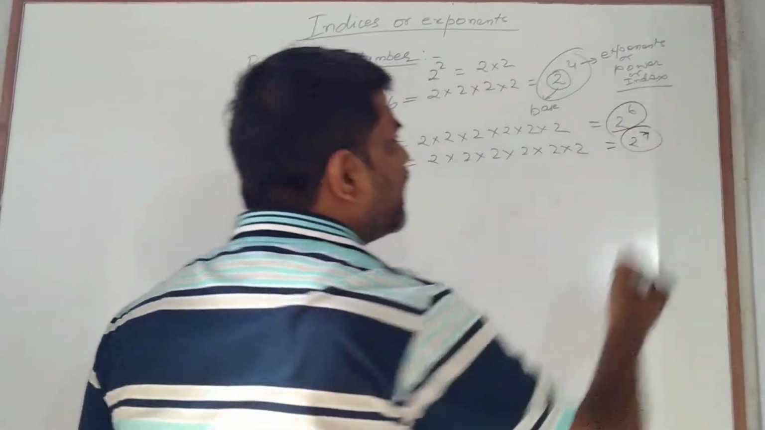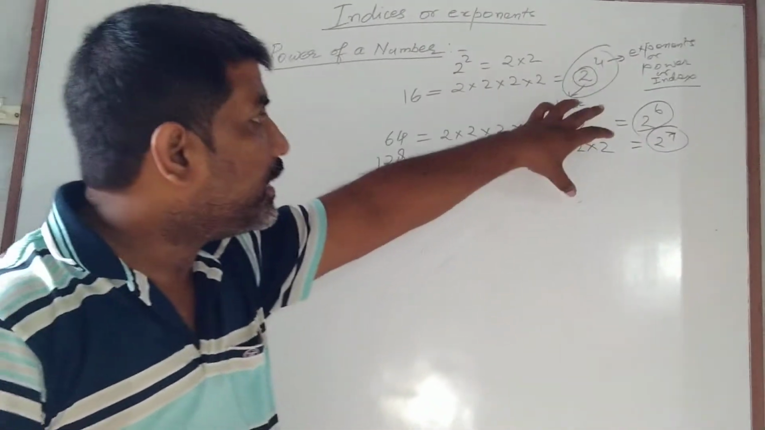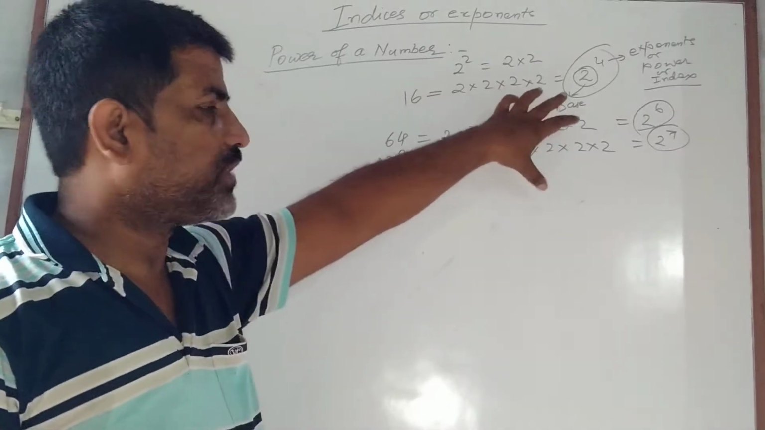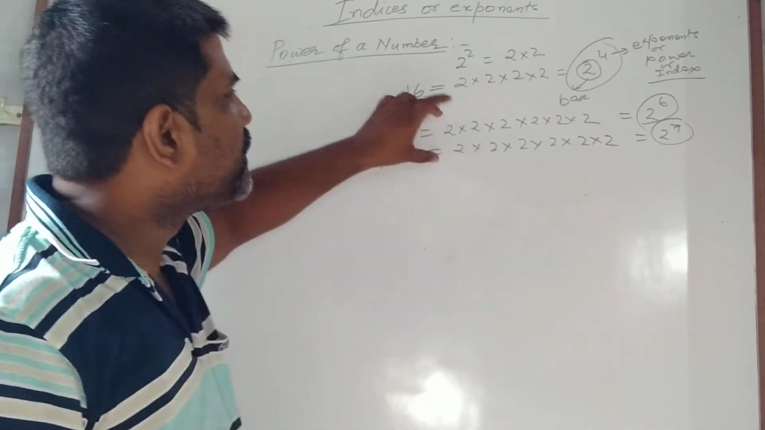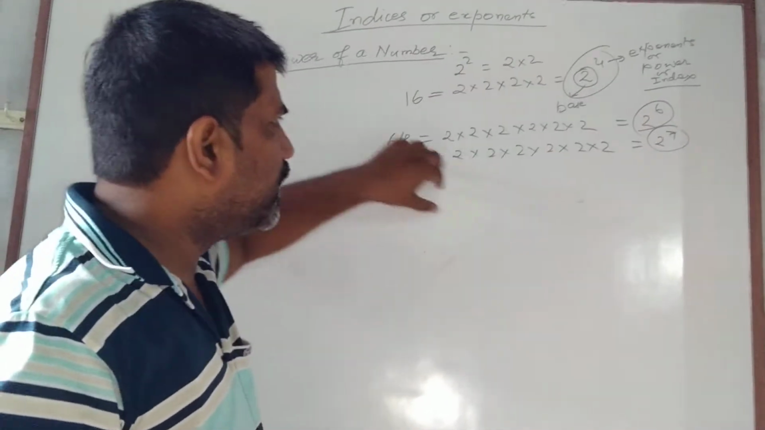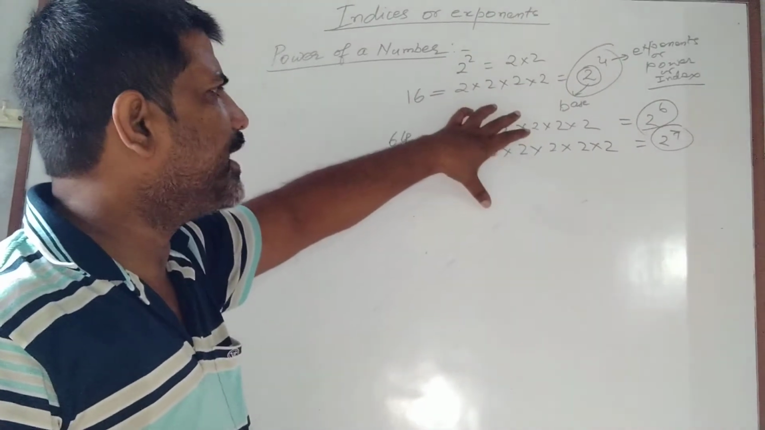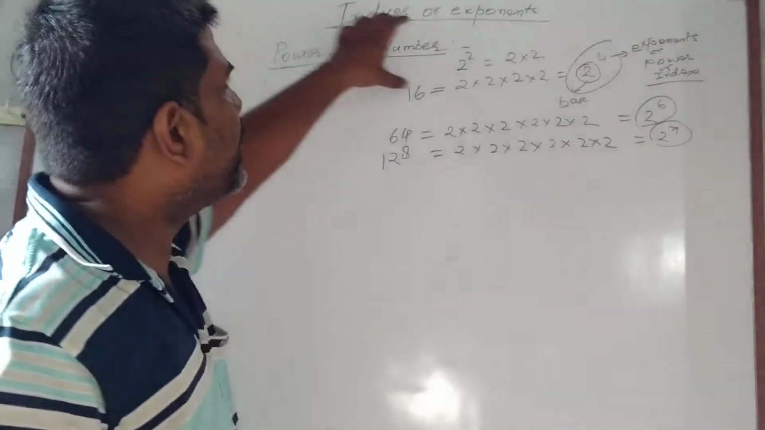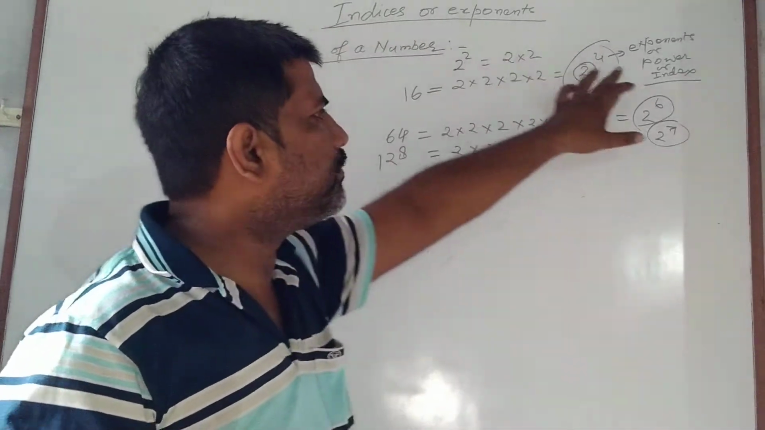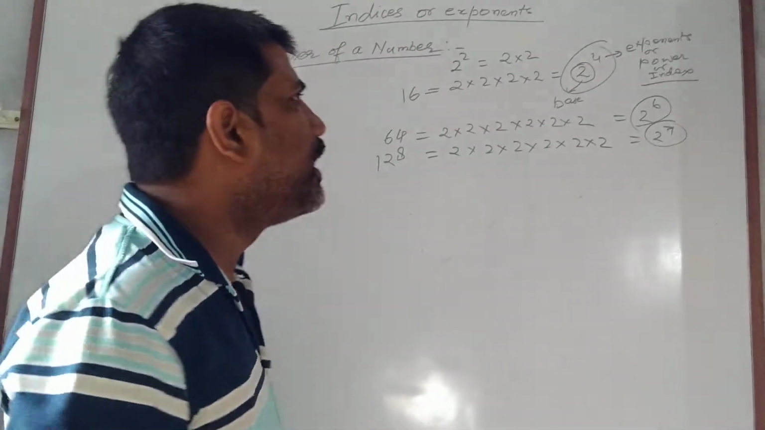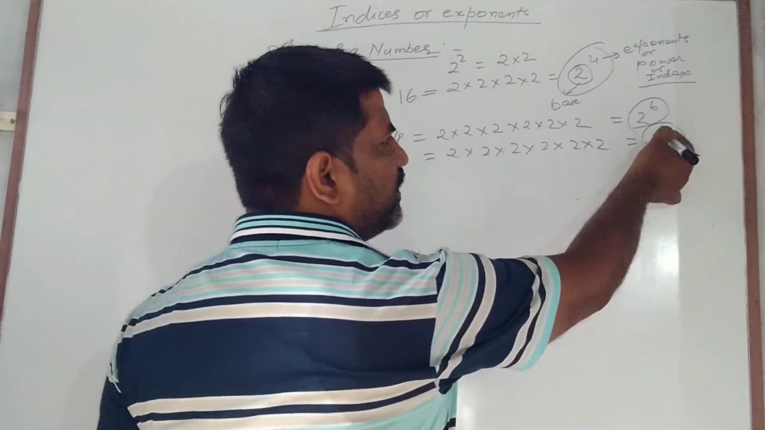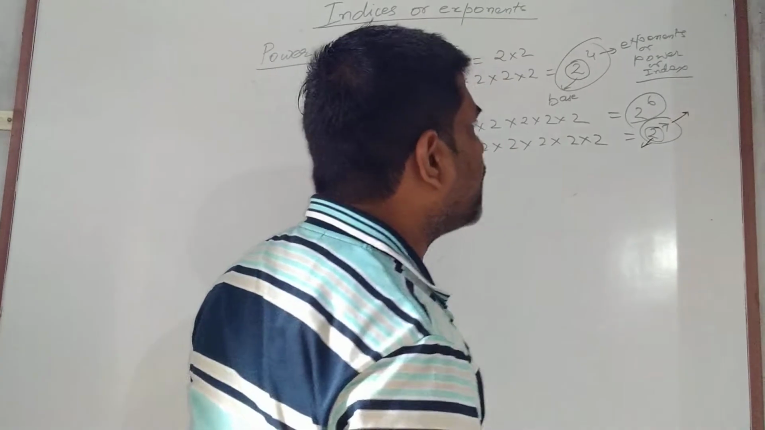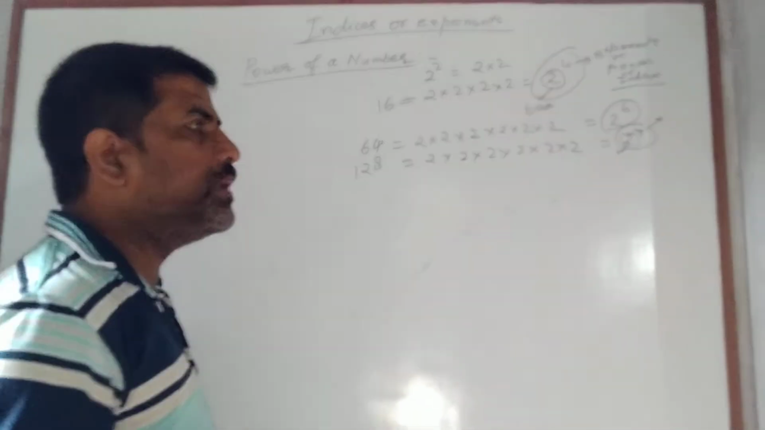So exponential representation of a number is a convenient way to express it as a product of factors, rather than writing them in this form or as a product of prime numbers. That's why we prefer to represent numbers in exponential form. In all these cases, this number is called the base and this is called the index or power. Already you are familiar with this.